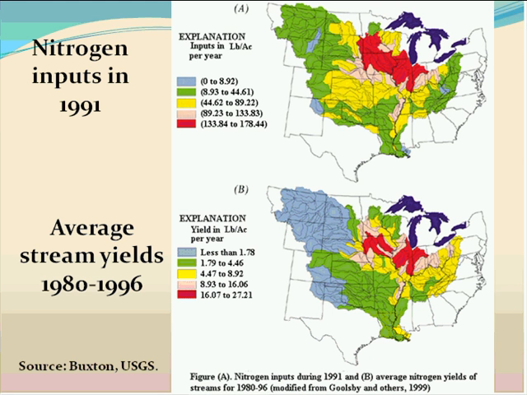And here are two maps. The upper one shows the nitrogen inputs in 1991, and you can see the red area is the highest concentration of nutrients going into the system. And if you look down at the bottom map, you can see that the average stream yields are highest in those zones too, and these stream yields, that's the concentration of nitrates or the pounds per acre per year added to the system, to the streams.